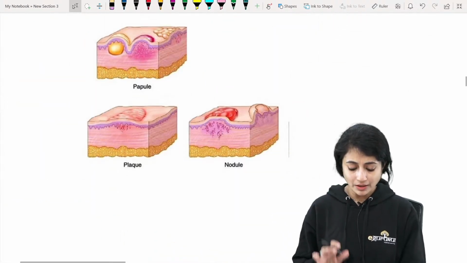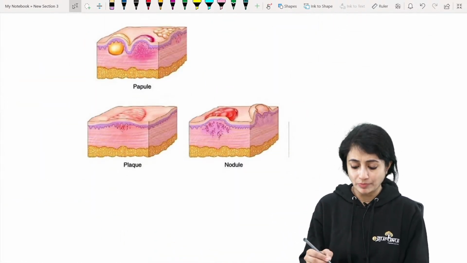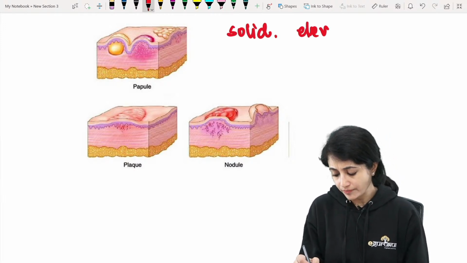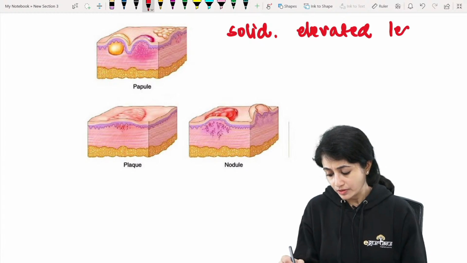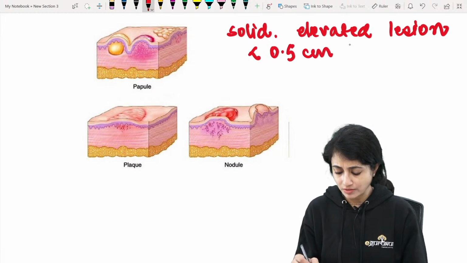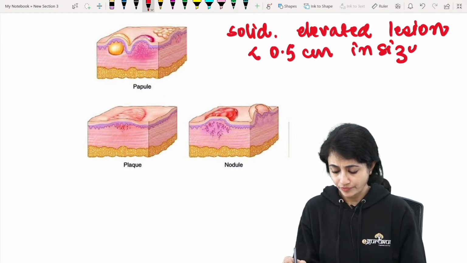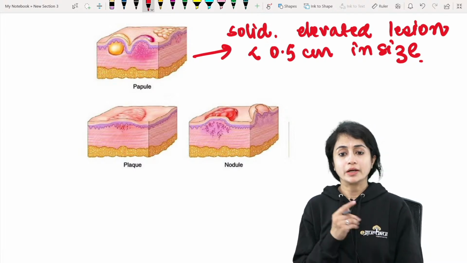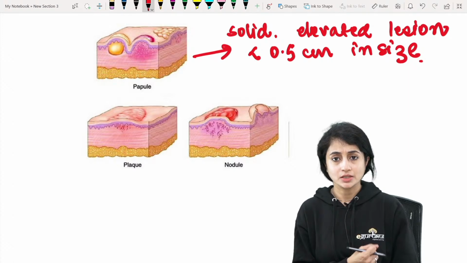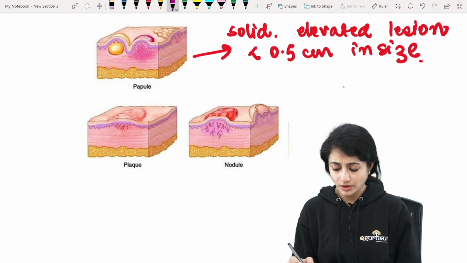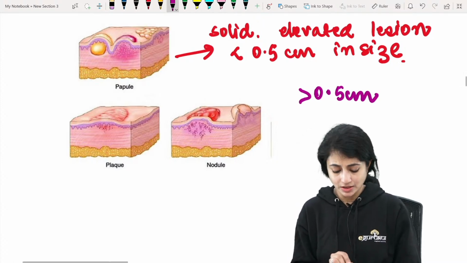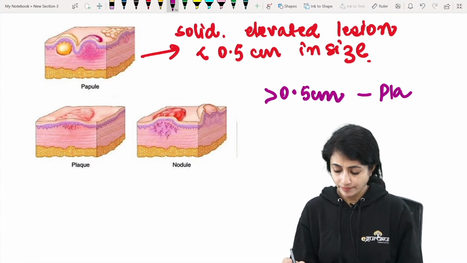Then my next primary lesion is a papule. What is a papule? A solid, elevated lesion which is less than 0.5 centimeter in size is a papule. Now, if it is more than 0.5 centimeter in size, it is called a plaque.